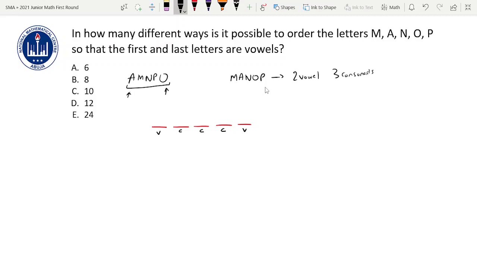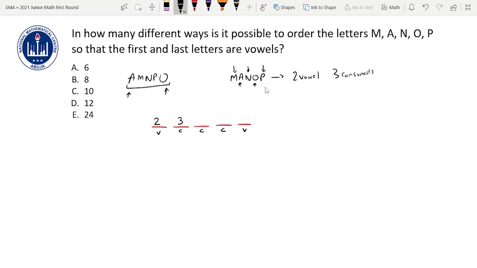Okay, so now let's go ahead and try to create permutations of M, A, N, O, P. For this first space, that's the first letter, we know this is going to be a vowel, and we have 2 of them, that's A and O. So for this first space, we're going to have 2 options. And then for the second space, that is to be a consonant, and we have 3 consonants here, that's M, N, and P. We can pick any of these 3, so for the second space, we're going to have 3 options.